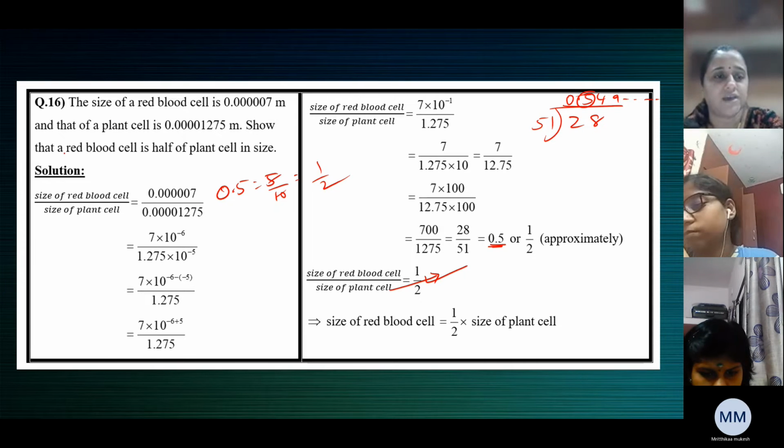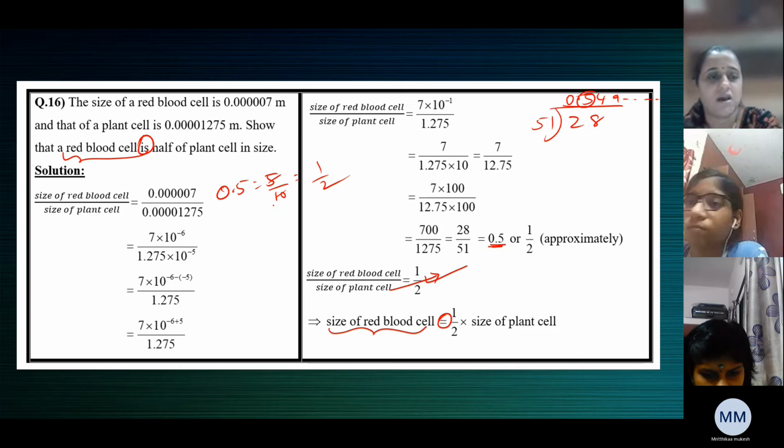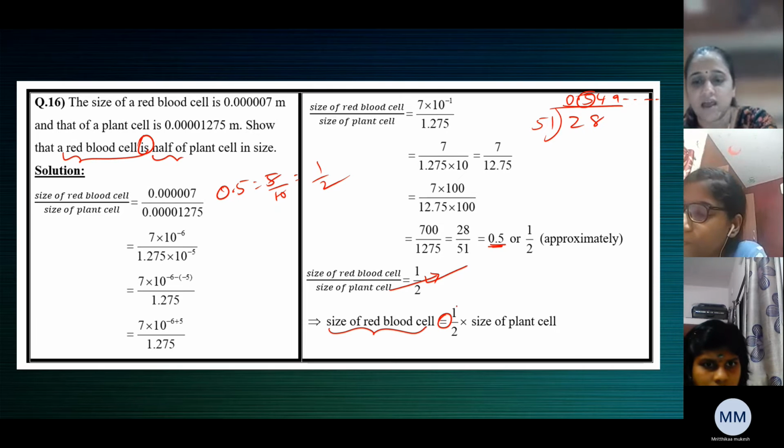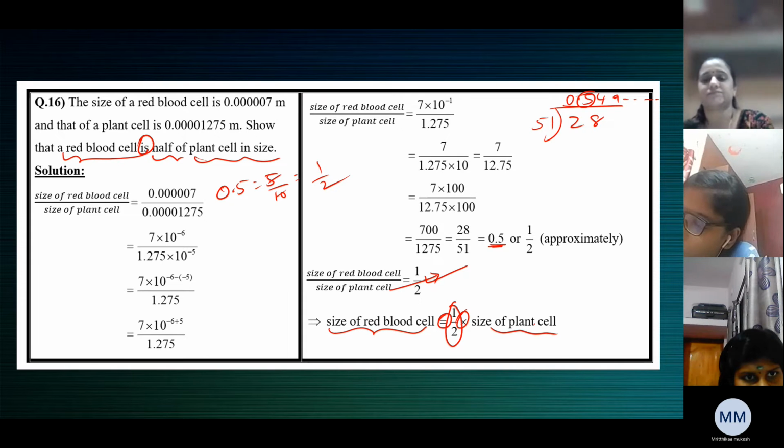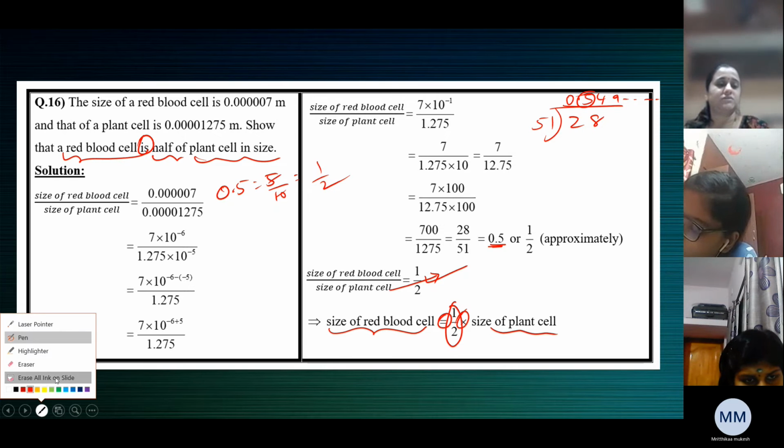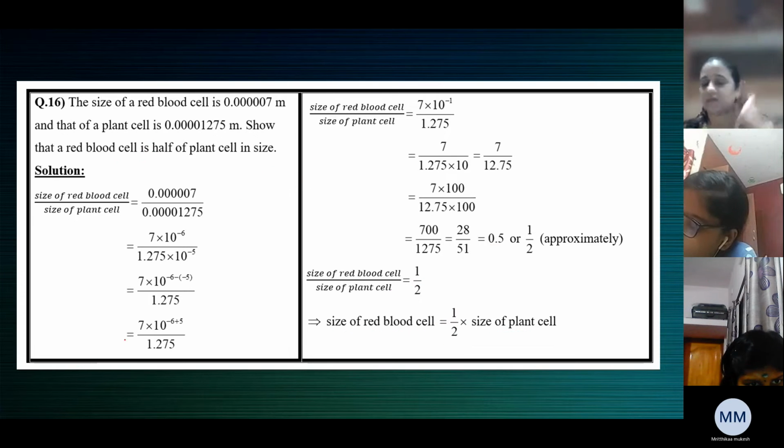Show that the size of RBC is half the size of the plant cell. Please write down, children. Please write down.